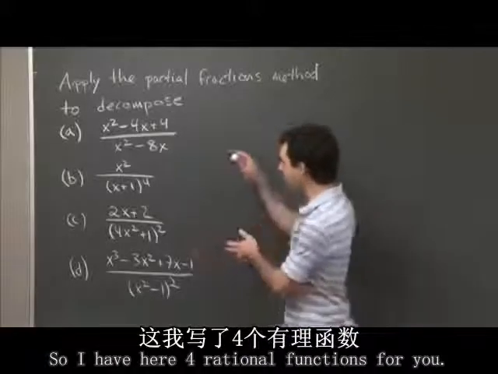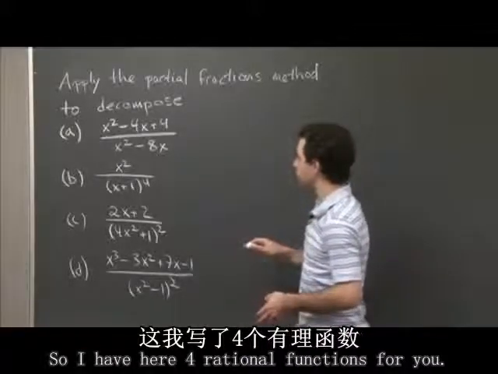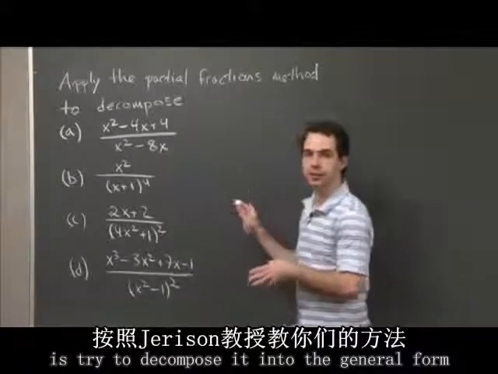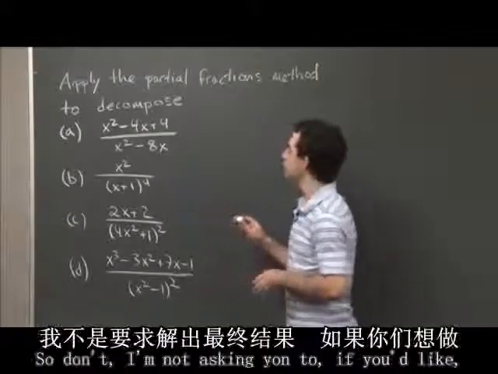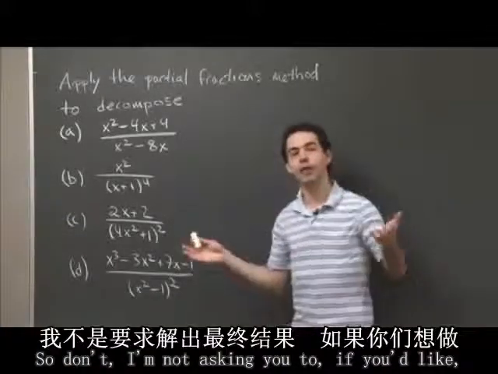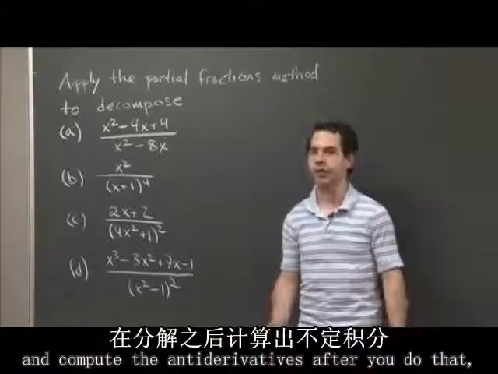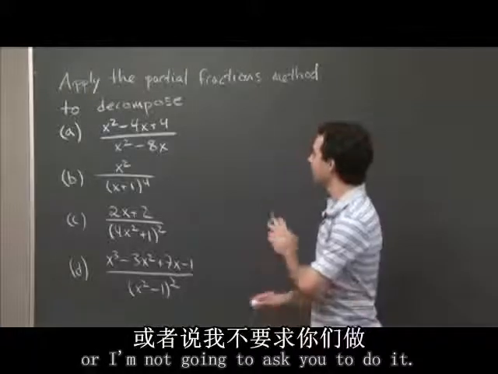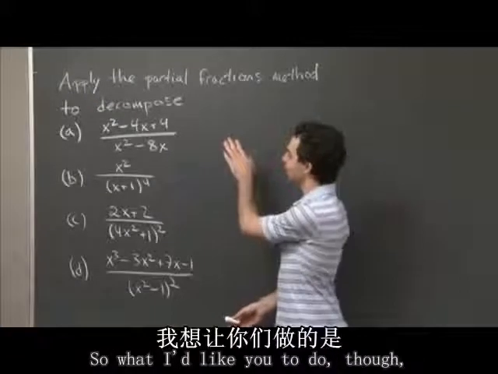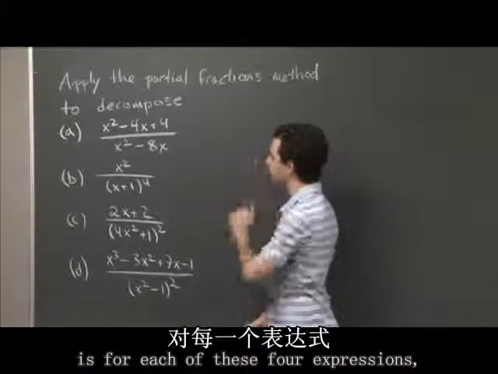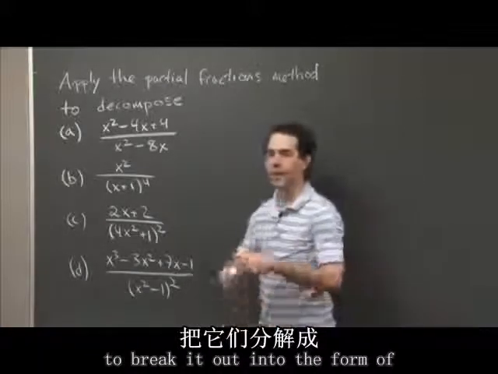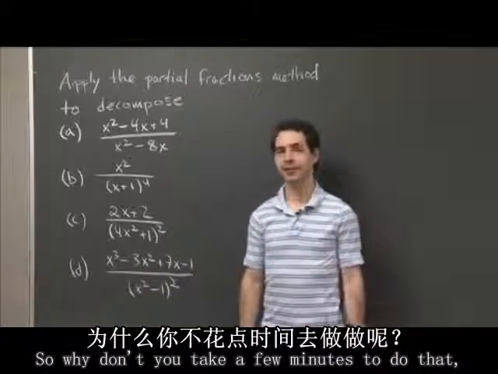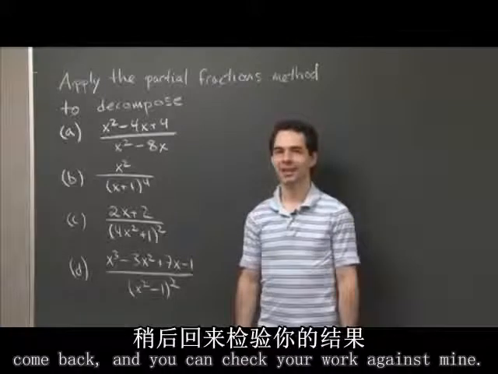So I have here four rational functions for you. And what I'd like you to do in each case is try to decompose it into the general form that Professor Jerrison taught you. You're certainly welcome to go ahead and compute the antiderivatives after you do that, but I'm not going to ask you to do it. What I'd like you to do is, for each of these four expressions, break it out into the form of the partial fraction decomposition. So why don't you take a few minutes to do that, come back, and you can check your work against mine.